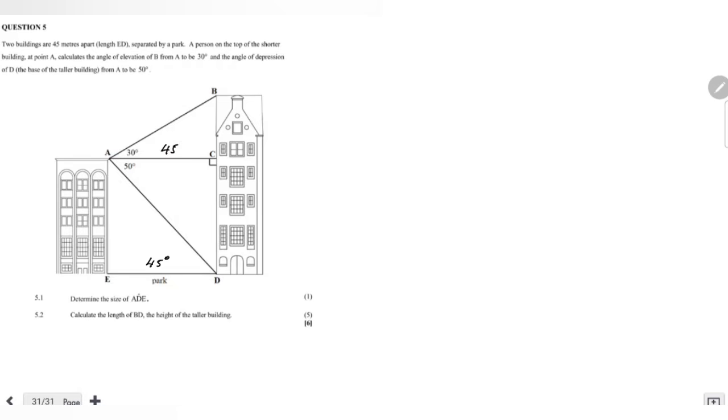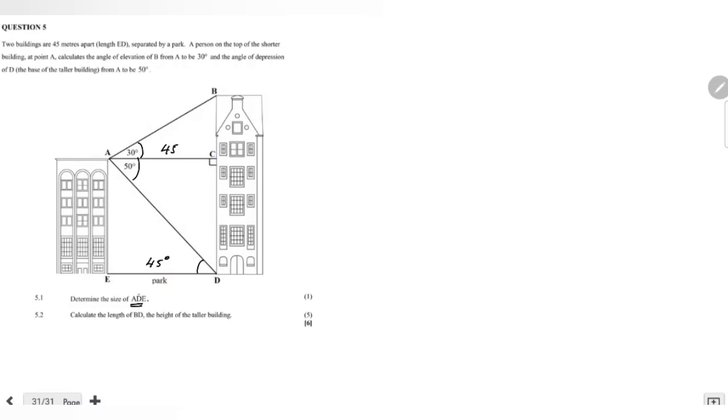Then what is given on the diagram? Angle of elevation. Elevation means from a horizontal line upwards, 30 degrees. From a horizontal line downwards, angle of depression, 50 degrees, is also given. A person is looking at the top of the building and the bottom of the building. Top of the building means looking upwards, so elevation is formed. Looking downwards means depression is formed, angle of depression. Okay, both are given. Clear? Now you have to calculate what? First question, calculate the size of ADE, that is this angle ADE.